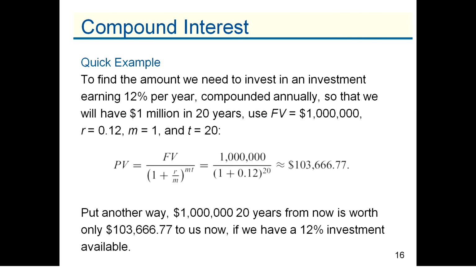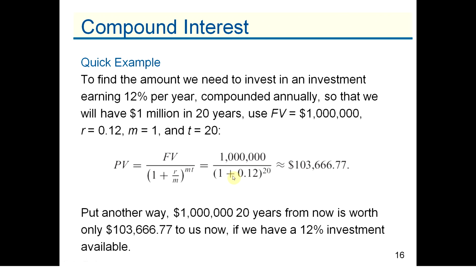And here's a quick example using it. Here we're looking to find the amount we need to invest that will earn 12% per year, compounded annually, so that we will have $1 million in 20 years. So we're going to have a future value of $1 million. We've got our rate is 0.12. M is once a year because it's compounding annually, and time is 20 years. So now I can plug in those values into my formula, and I end up with $103,666.77.